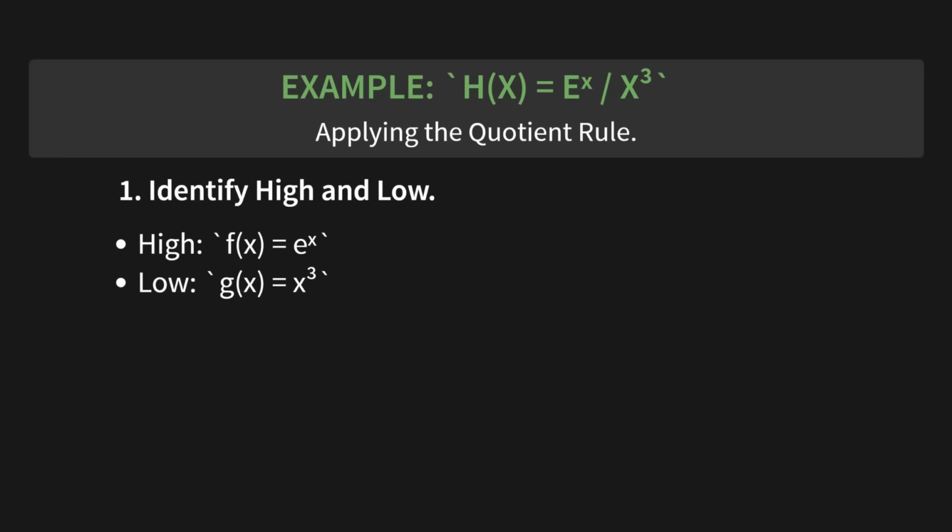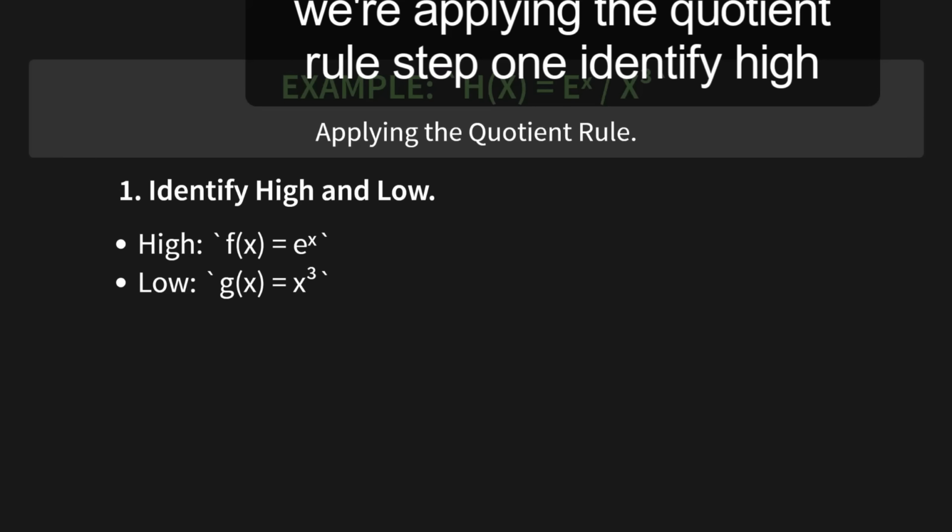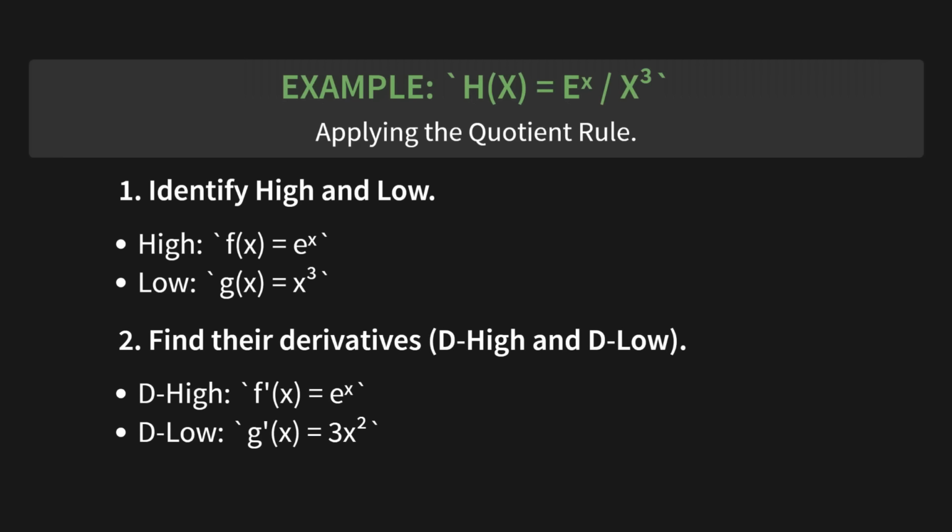Example, h of x equals e to the x divided by x cubed. We're applying the quotient rule. Step 1, identify high and low. The high function is e to the x. The low function is x cubed. Step 2, find their derivatives, d high and d low. The derivative of e to the x is just e to the x, so d high is e to the x. The derivative of x cubed is 3x squared, so d low is 3x squared.